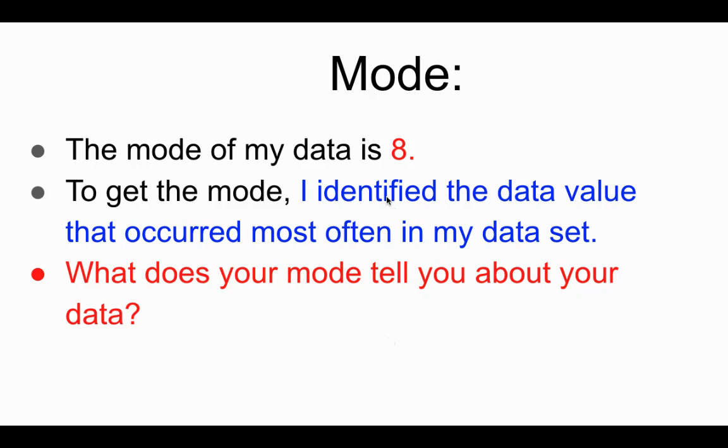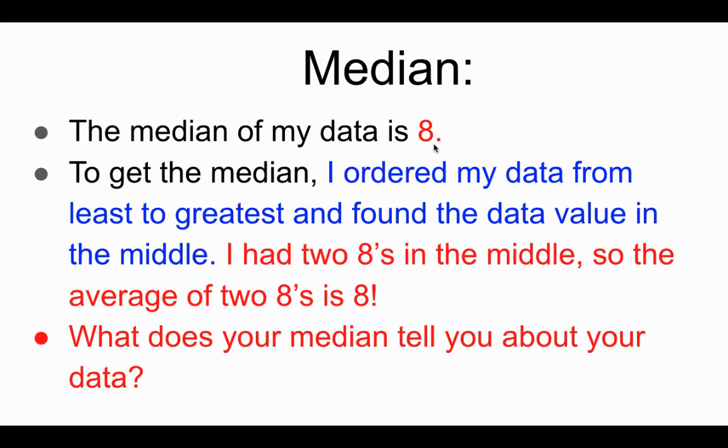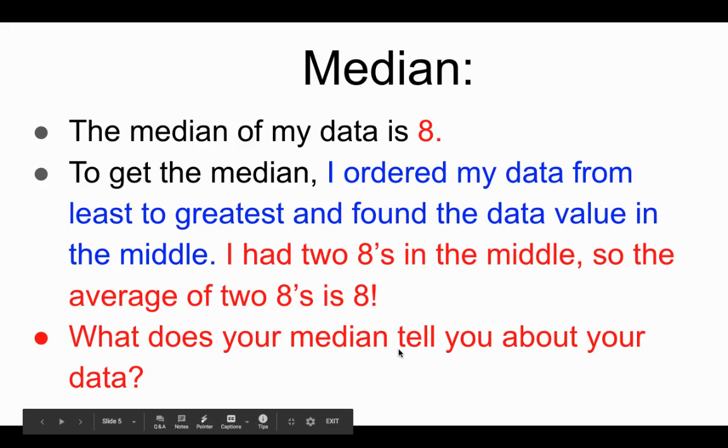The mode, my mode was 8. It's the value that occurs most often. And then the mode tells me that the most amount of people have 8 cousins. The median is 8 as well. To get the median, I ordered my data from least to greatest and found the data value in the middle. I had 2 8s in the middle, so the average of 2 8s is 8. Remember when you're finding the median, if there's 2 numbers that are exactly in the middle, you just average them. And the median tells me that the 8 is in the middle of my data, 8 cousins.